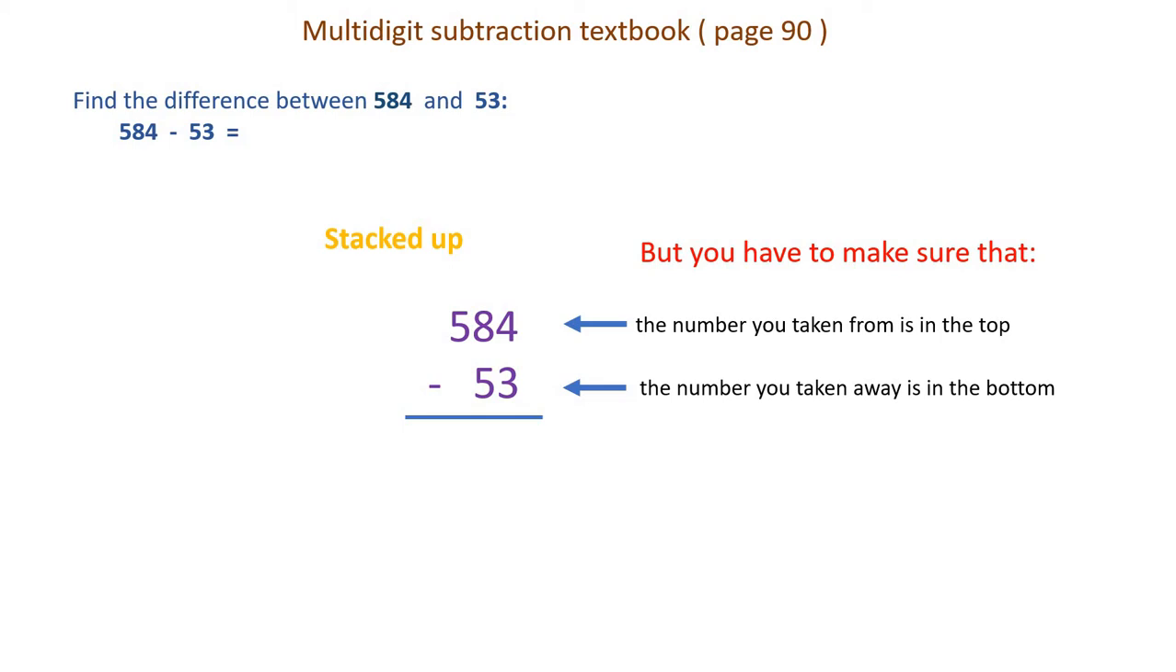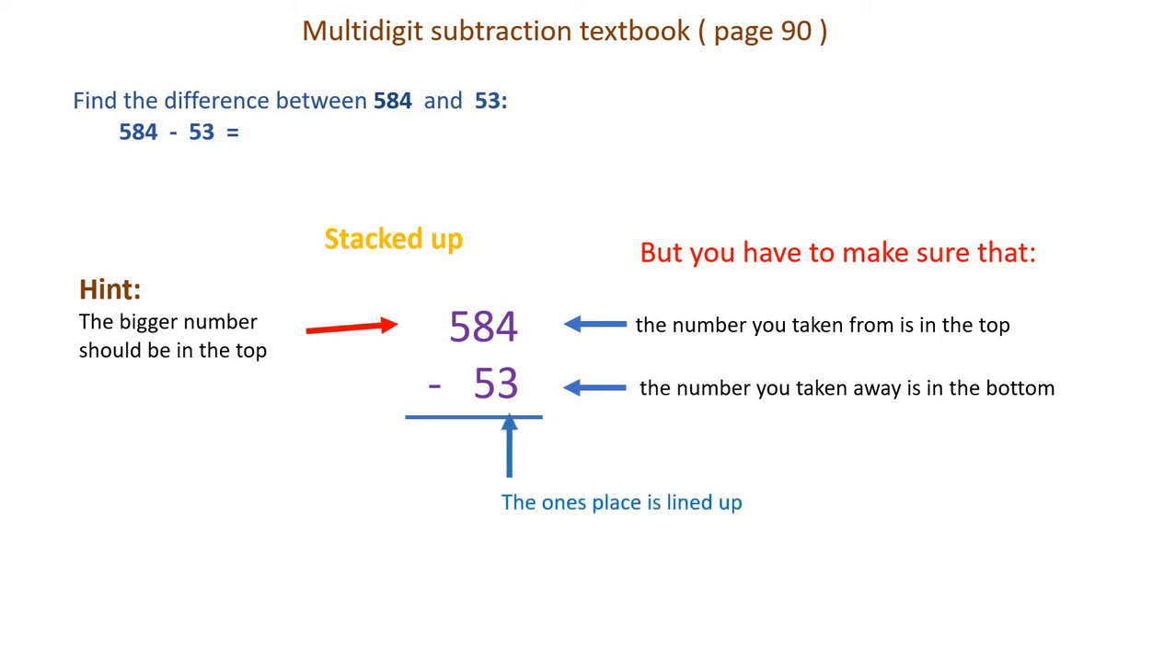So the number that you are taking from is on the top, and the number that you are taking away is on the bottom. One more thing that we already mentioned: the bigger number should be on the top to have a logical answer. And the last step is to put them in order. You have to line up all the ones in the ones place, the tens in the tens place, and don't forget to line up the hundreds place.